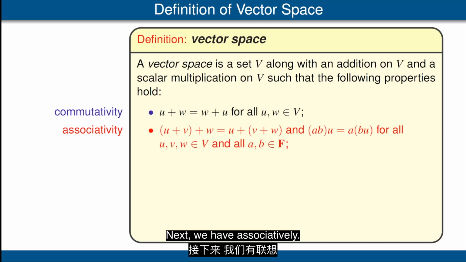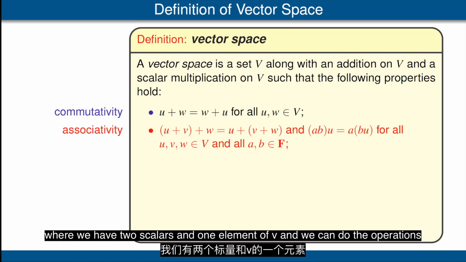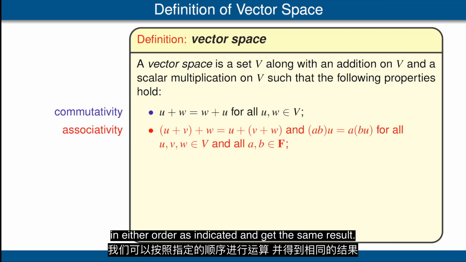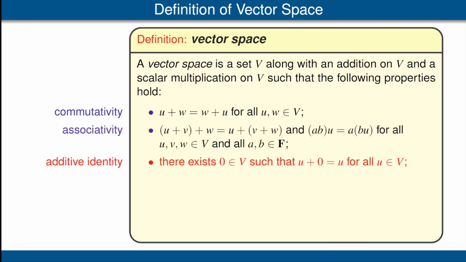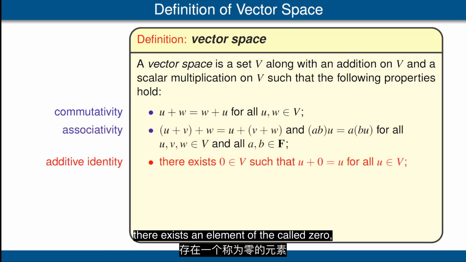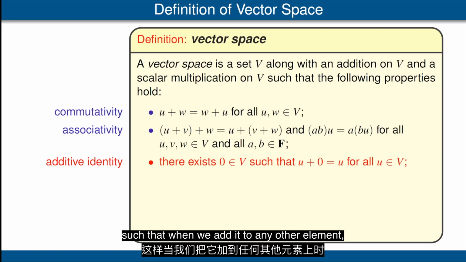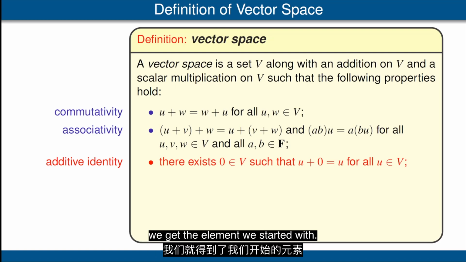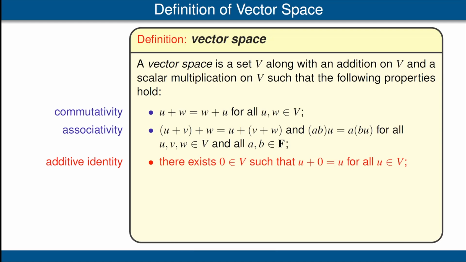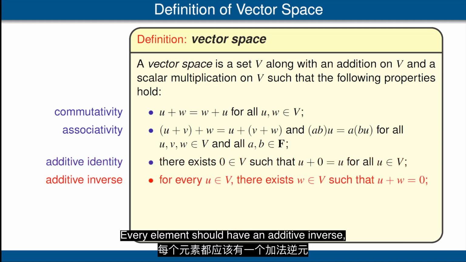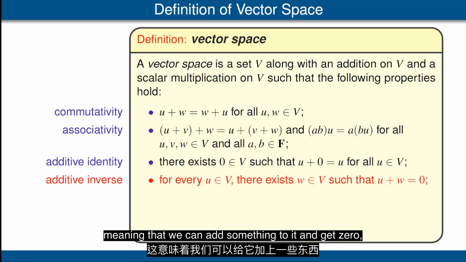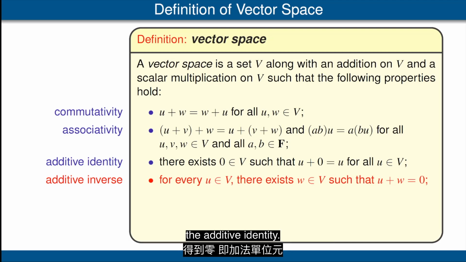Next, we have associativity, first for addition, which means the grouping does not matter, and second for scalar multiplication, where we have two scalars and one element of V, and we can do the operations in either order as indicated and get the same result. Next, additive identity. There exists an element of V called 0, such that when we add it to any other element, we get the element we started with. Every element should have an additive inverse, meaning that we can add something to it and get 0, the additive identity.